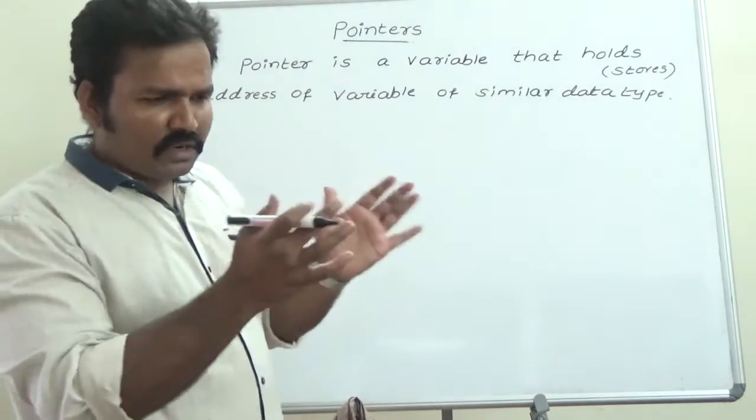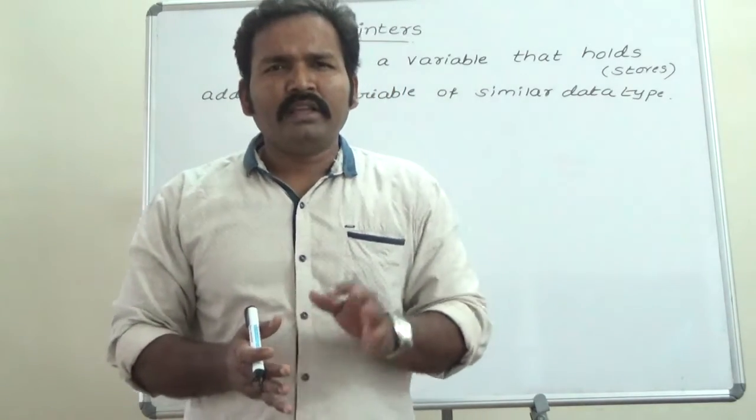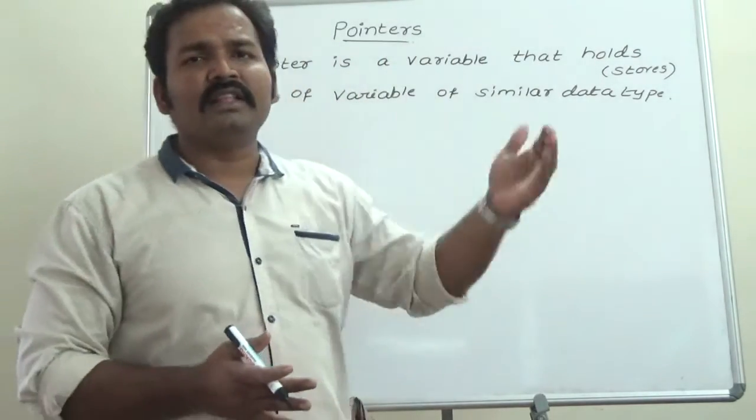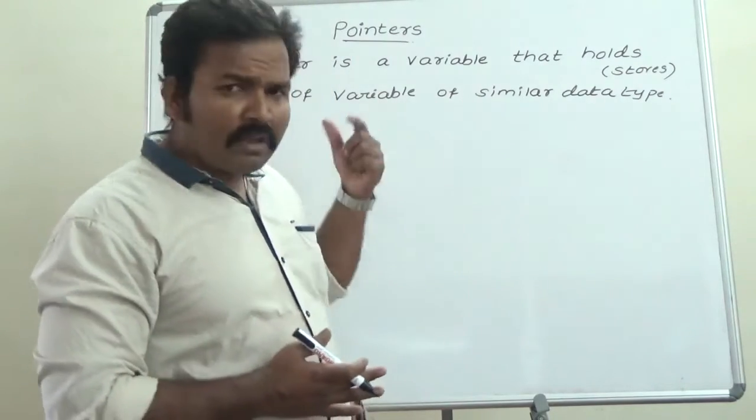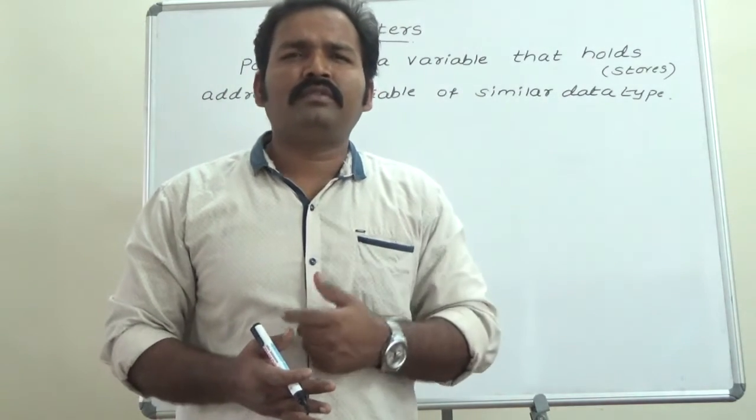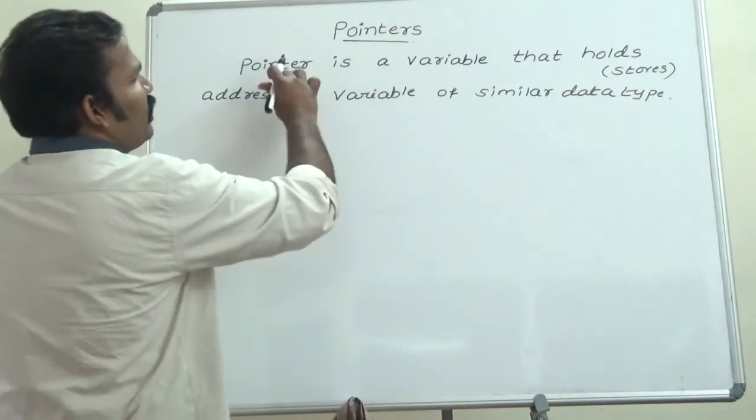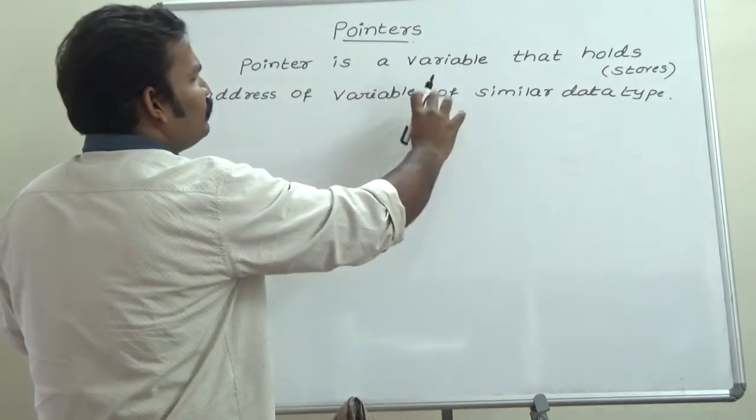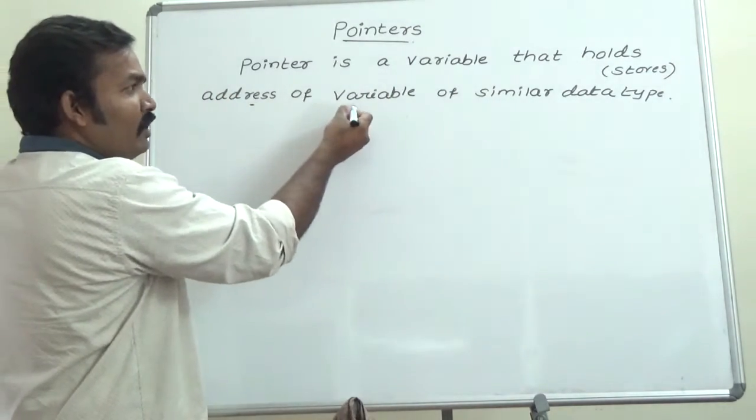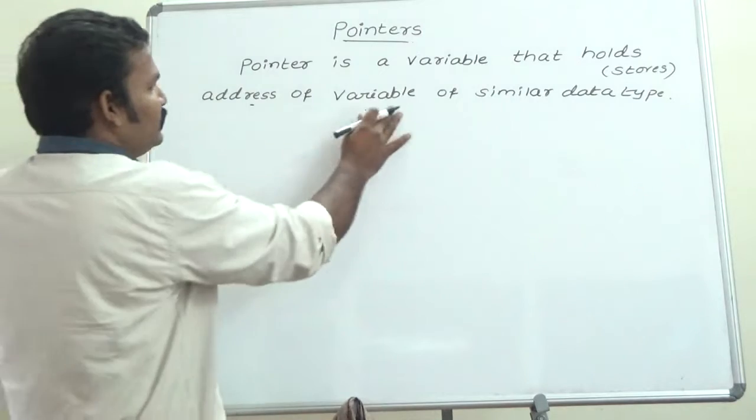Here we have to understand normal variable and pointer variable, that is, ordinary variable and pointer variable. A pointer is a variable that holds the address of another variable. A normal or ordinary variable is used to store values of different data types. A pointer variable holds the address of a variable, so that variable should be of the same type.